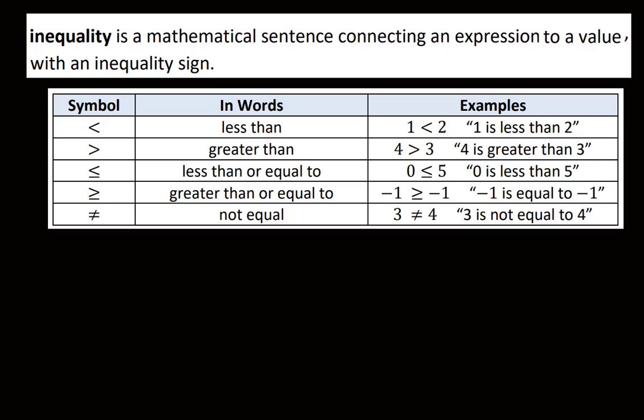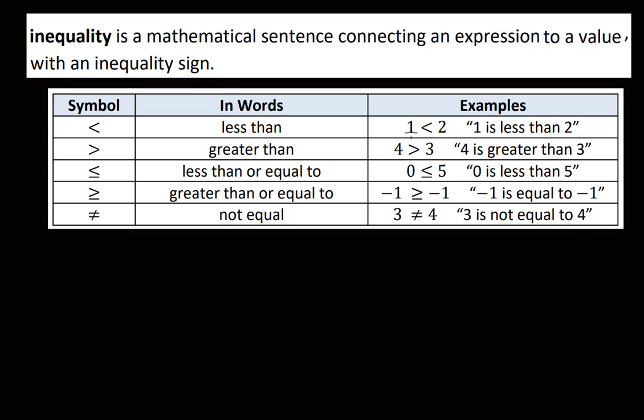Before we review the inequality example, let's discuss some ideas that we have to make sure that we know about inequality. Inequality is a mathematical sentence connecting an expression to a value with an inequality sign. So all the symbols are here, and then in words are here. If you look at the example, 1 is less than 2 is a valid statement because we know 1 is less than 2. Also, 0 is less than or equal to 5.